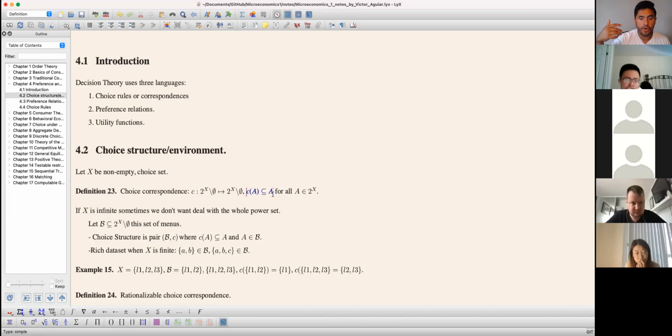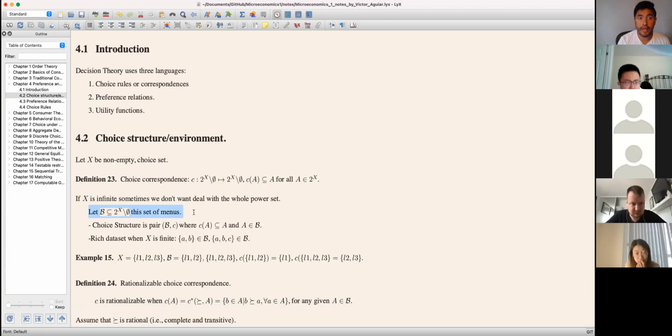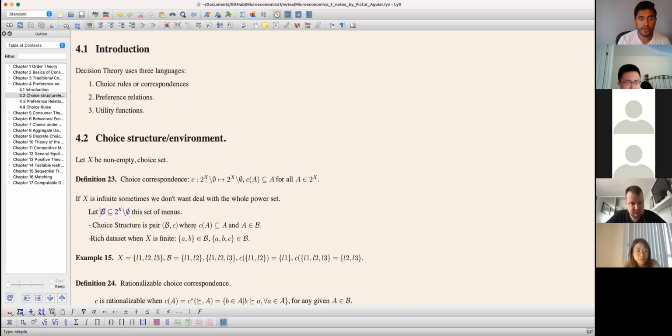Okay, so in particular, I'm going to give you a description of the collection of menus or choice situations. This is going to be denoted as calligraphic B. And this is just a collection of subsets from the power set. So an example: what is the power set of L1, L2, L3? So the power set is just the description of all possible subsets, right? So how many subsets do I have here? Who knows?